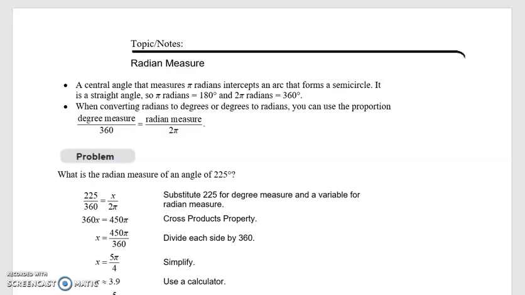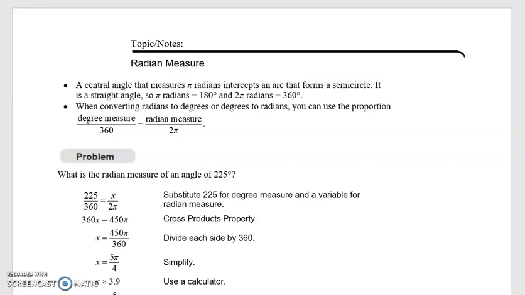Hi students, we're going to talk about radian measure. There are some notes already put here that I'm just going to read. A central angle that measures pi radians intercepts an arc that forms a semicircle. It is a straight line. So pi radians equals 180 degrees and 2 pi radians equals 360 degrees.